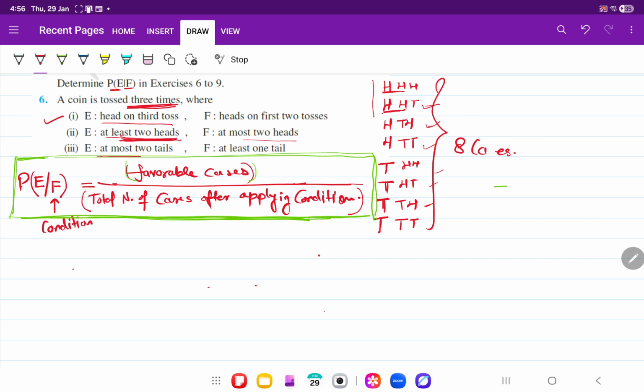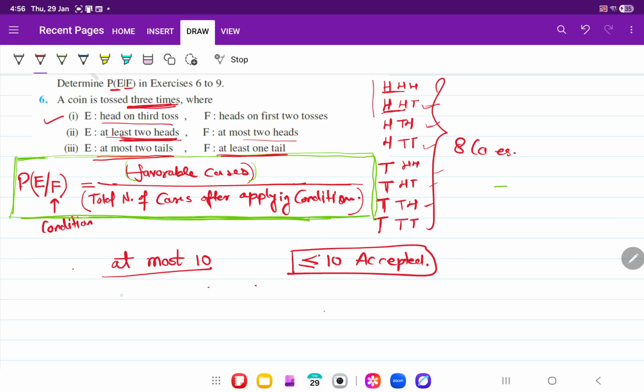Here at most 2 tails is E, and the condition is at least 1 tail. Many students are confused between at most and at least. See, if it is given at most 10, that means less than or equal to 10 is accepted. Okay, remember that. If they have given at least 10, I have just taken 10 as a reference number, at least 10 means more than or equal to 10 is accepted.